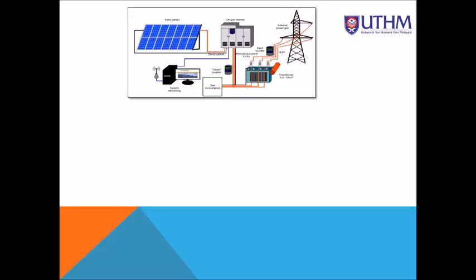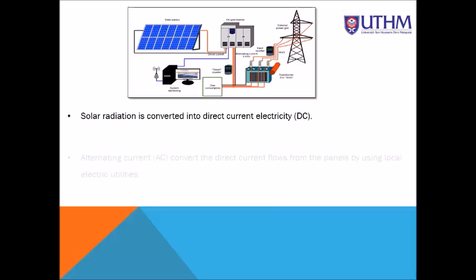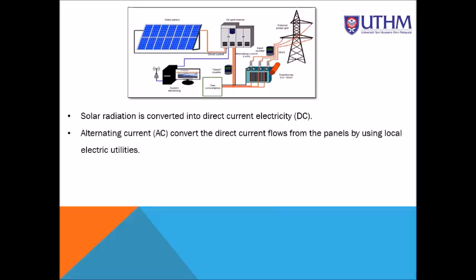This is the basic general diagram for a solar power plant. As light hits the solar panel, the solar radiation is converted into direct current electricity, DC. The direct current flows from the panels and is converted into alternating current, AC, for local electrical utilities. The extra energy will be stored in the battery bank.